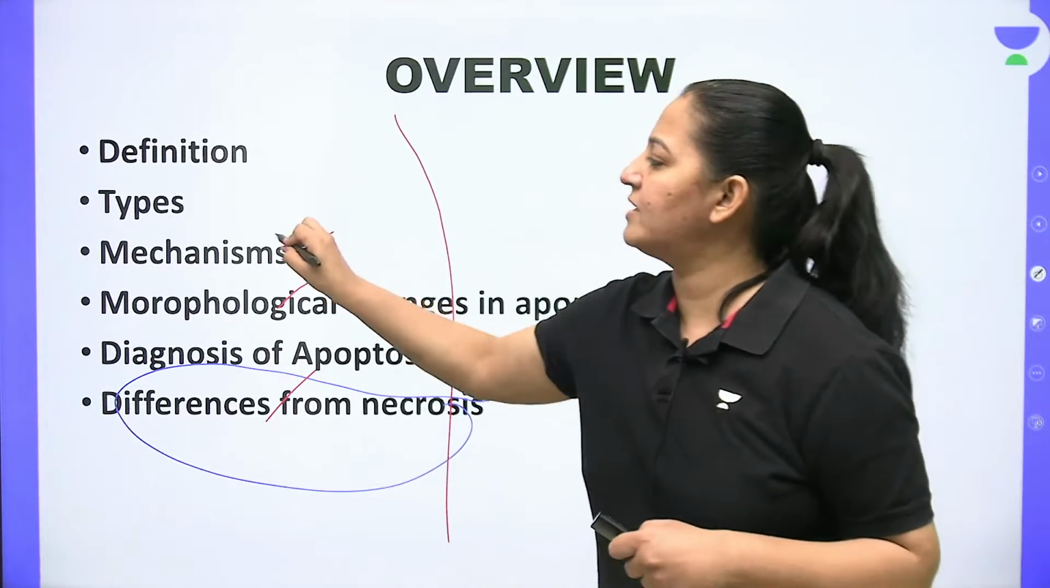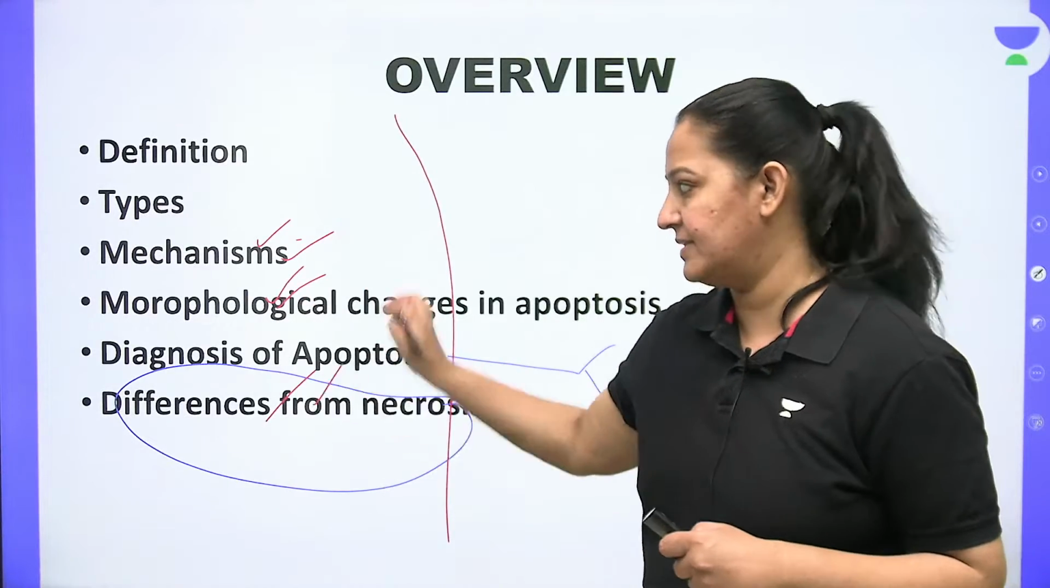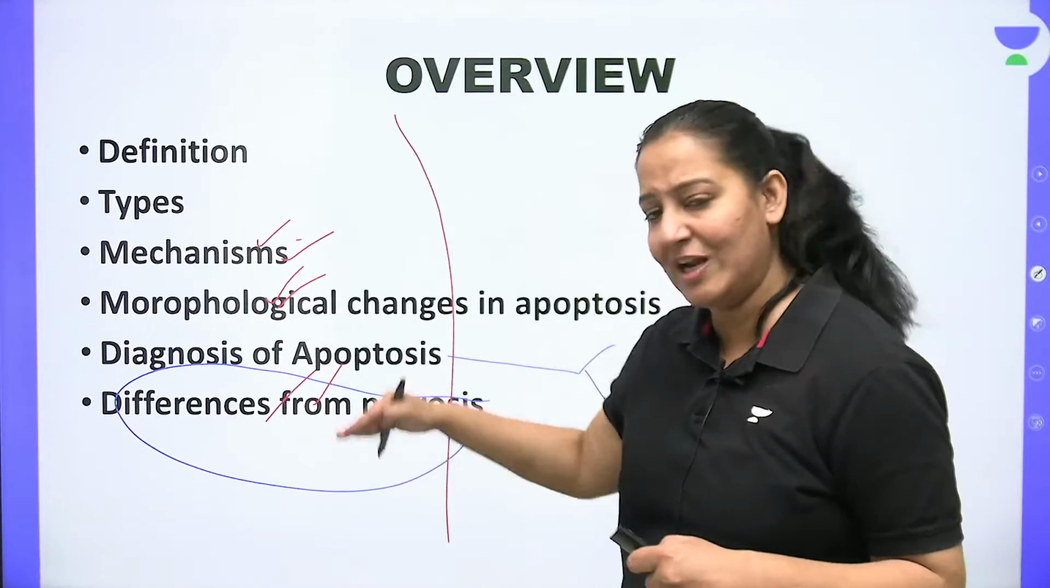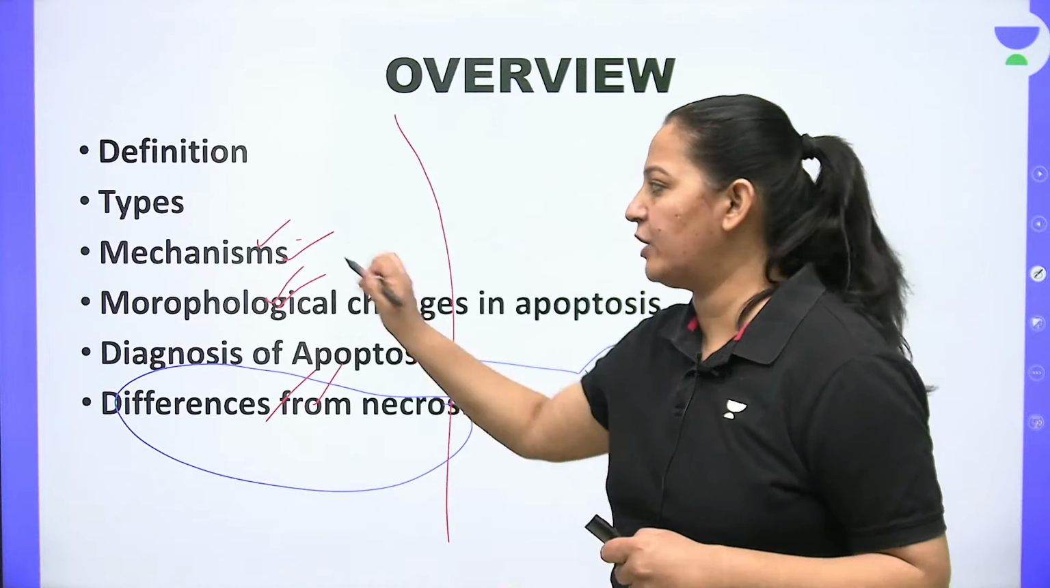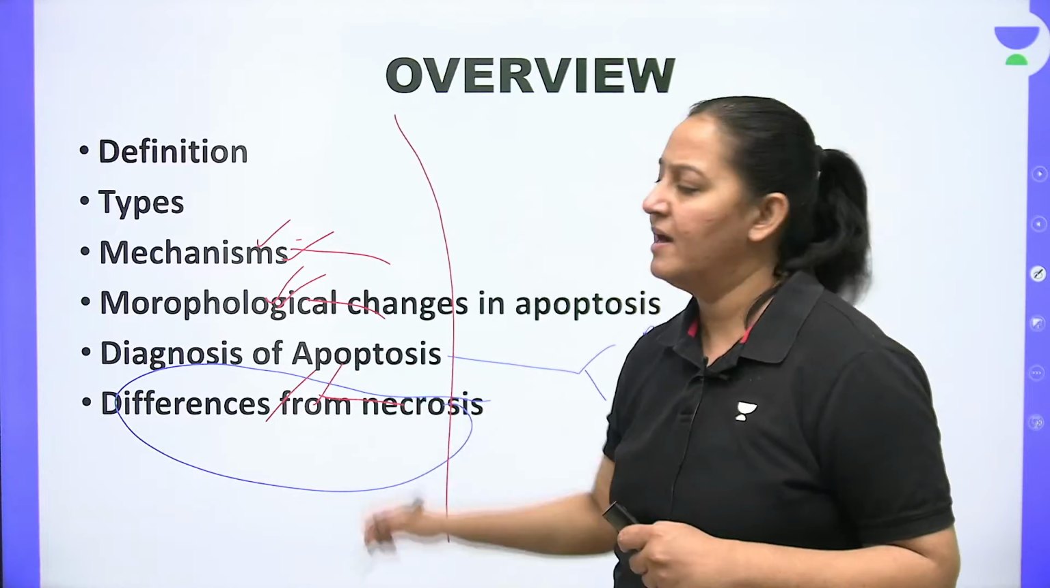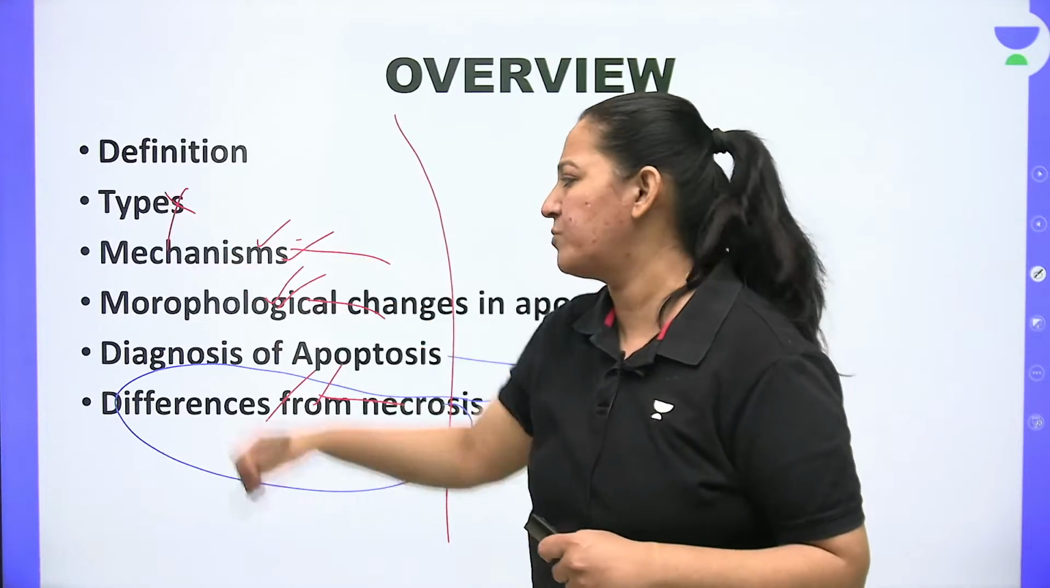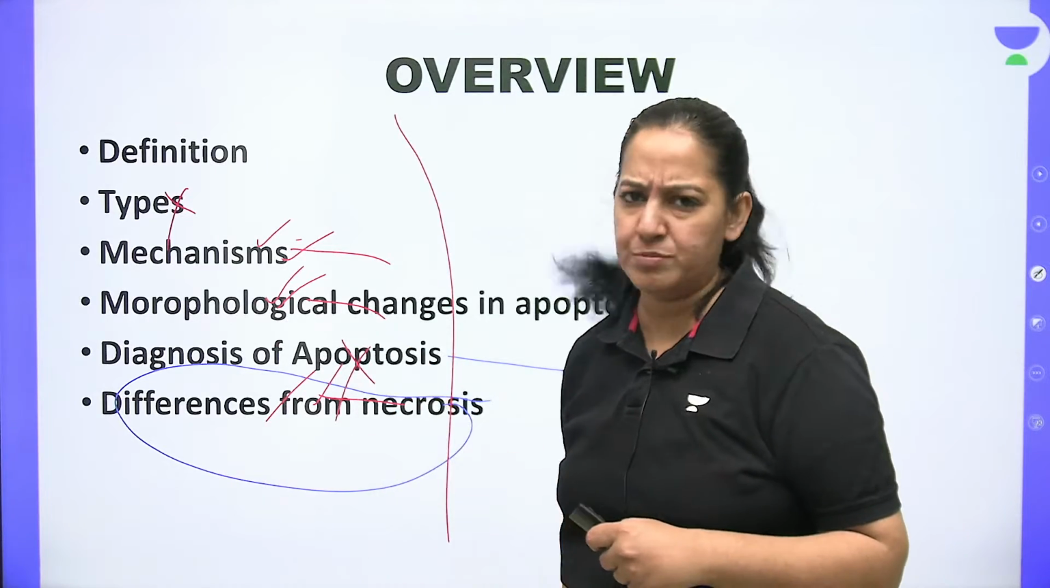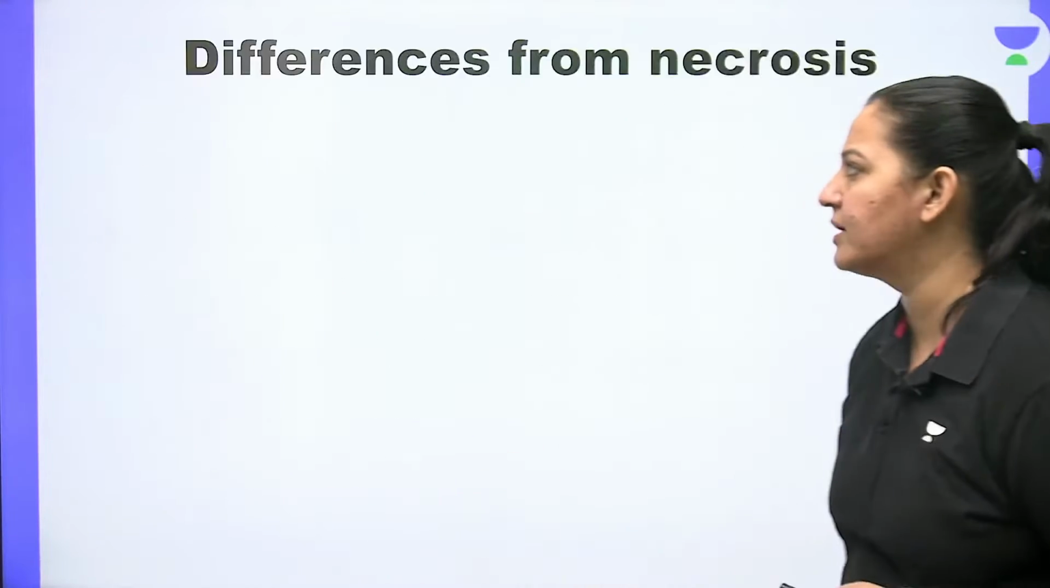The most important are mechanism, morphology and the differences. These 3 points are very important. They come separately also. And in the 5 mark question, I'm expecting you to write these 3 things judiciously. Rest, types, if you don't write, I don't mind. Diagnosis, if you don't write, I don't mind in a 5 mark question. So that is the thing.